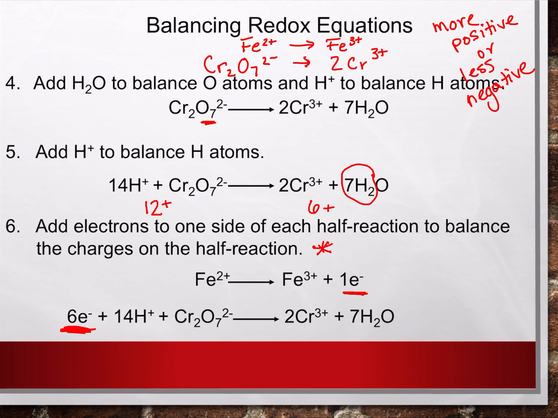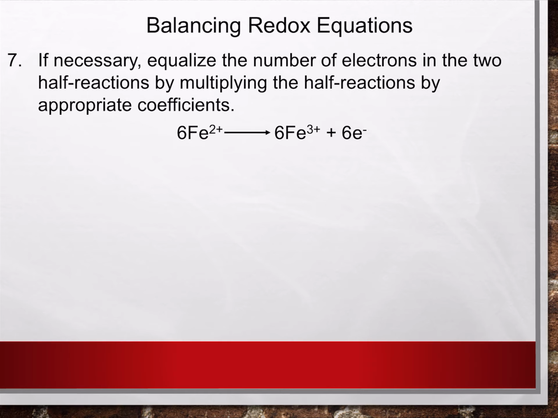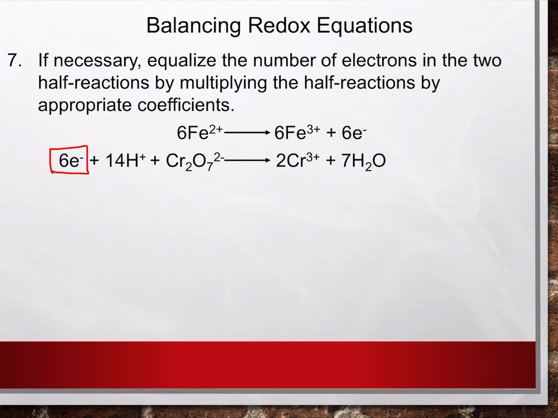In this next step, like I said, we're going to need our electrons to be equal. So we are going to multiply this whole reaction by 6, so that we end up with 6 electrons here and 6 electrons here. We need our electrons to be equal. We're going to multiply that first reaction by 6, but we're not going to do anything to this second reaction, because we're trying to get them equal. Now we have 6 electrons here and 6 electrons here, which is what we need so that they will cancel out in the next step.